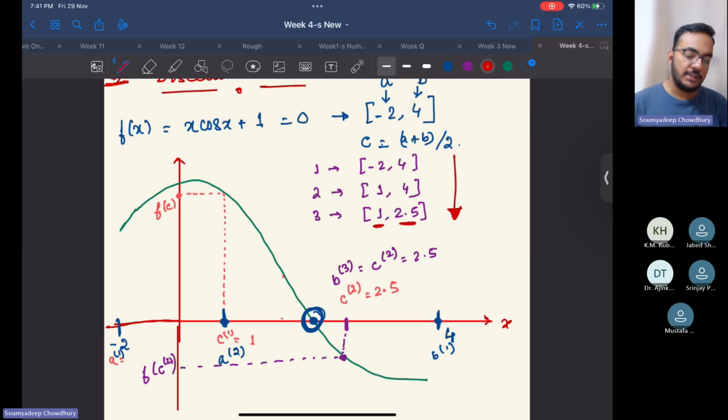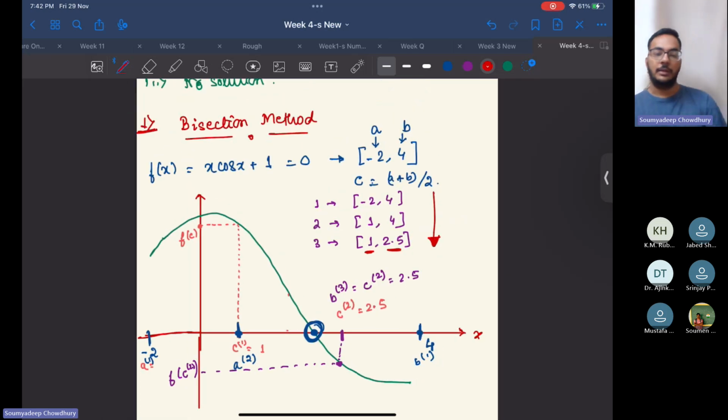Okay, so this is the concept: with every step we are shrinking the limit of the root. Again I'm repeating, your root was between -2 and 4, then it shrank to 1 and 4. In the third step, it shrank to 1 and 2.5. Then gradually it will shrink even closer and converge to one root. For this, you must remember one thing: f of c, if it is greater than 0, then you have to change the lower limit to c, and if f of c is less than 0, then you have to change the upper limit. So this is the geometrical approach behind the bisection method.